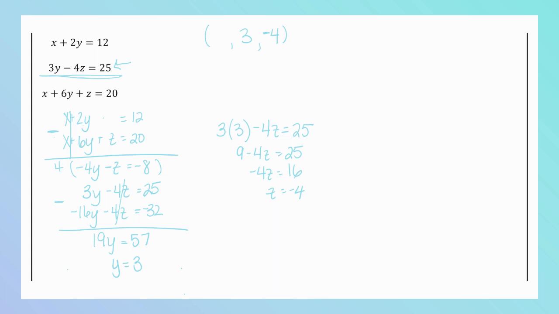Looking at the top equation, if I plug in a y there, I can get x. Because I know that x plus 2 times y is 12. And I can solve this out, okay? And I get x equals 6. So then all that's left for me to do is just check my answers. And since I plugged into the top and the middle, all I really need to do is check it in the bottom. So hopefully 6 plus 6 times 3 plus negative 4 gives me 20, and it does. So 6, 3, negative 4 is my ordered triple and the solution of my system.